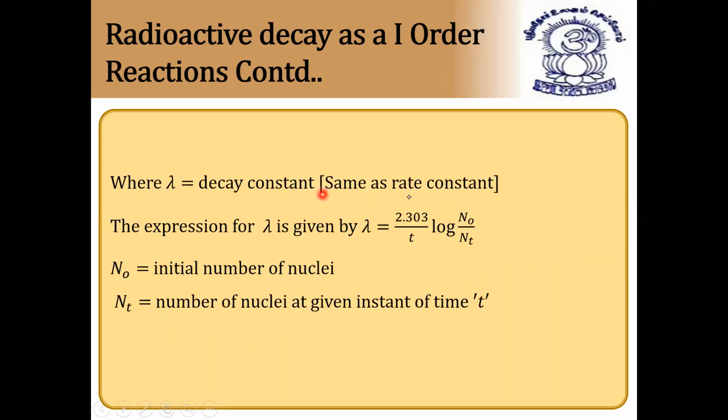Where lambda is the decay constant, and the expression is the same as first order kinetics, that is lambda is equal to K is equal to 2.303 by t. So here lambda is equal to 2.303 by t log of N naught by Nt, where N naught is the initial number of nuclei and Nt is the number of nuclei at a given instant of time t seconds.